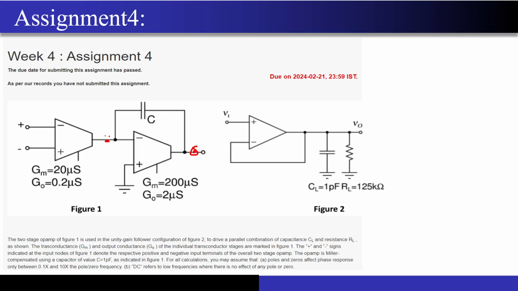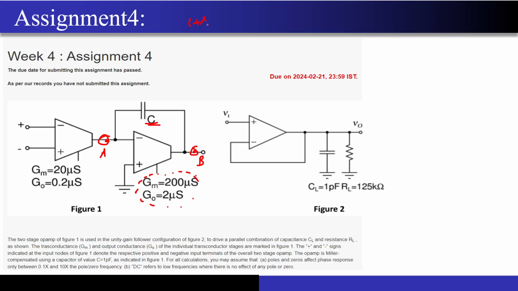Here or here? Output of first stage. Output of first stage, very good. And why did you say that? What will happen to this capacitor when it comes here? So the Miller capacitor value will be higher in the first stage. Excellent, very good. So basically what he's saying is the gain of the second stage is there, right?